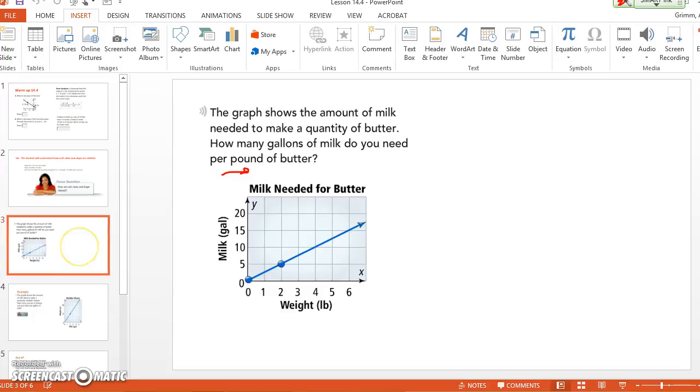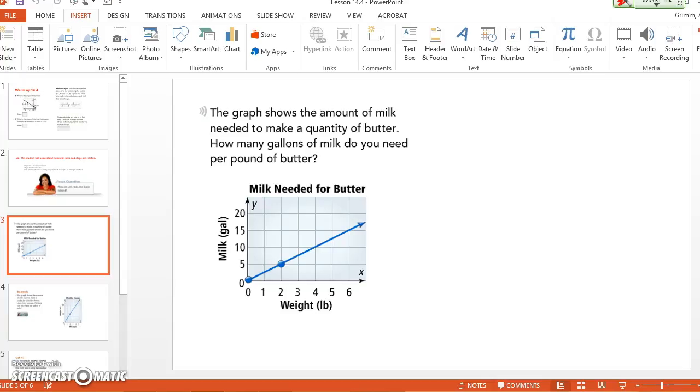All right. So again, when we're doing this today, I'm going to have you go one step further. Not only are we going to figure out what the answer is, but we're also going to figure out what the equation would be, because that will make our next lesson that much easier. So this one says the graph shows the amount of milk needed to make a quantity of butter. How many gallons of milk do you need per pound of butter?